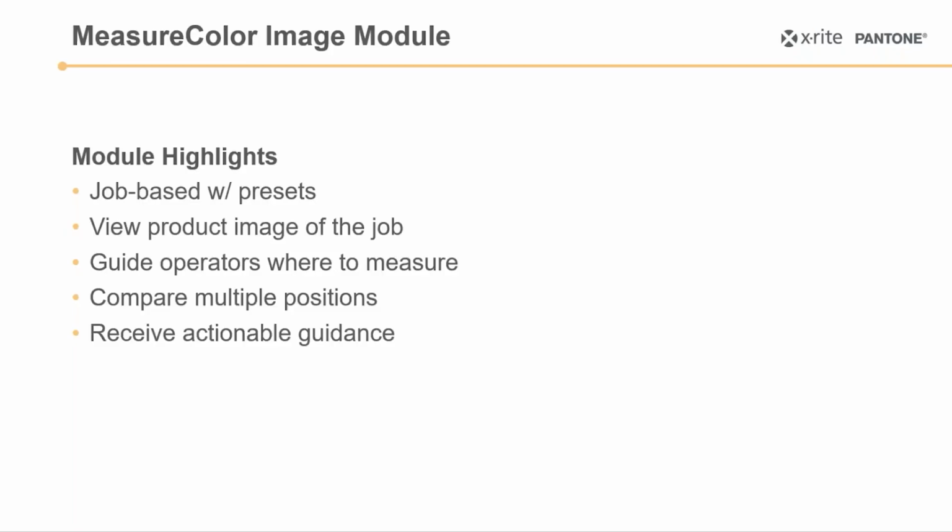Briefly, let me introduce the highlights of image, and then I'll give you a demonstration. Image, just like multi-spot, is job-based, built upon presets. It shows the operator a view of the product or the image of the job so they know they're going to print the right thing, as well as it guides operators where to measure. You can also compare multiple positions, either across a sheet or across a web, and receive actionable guidance from the ChromaTrack calculation.